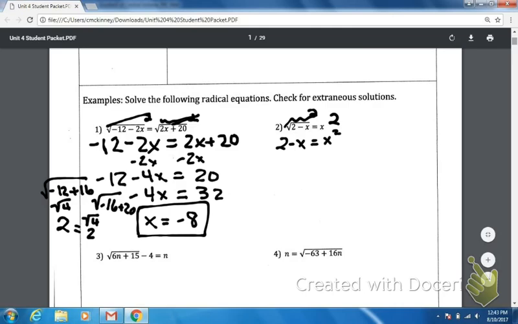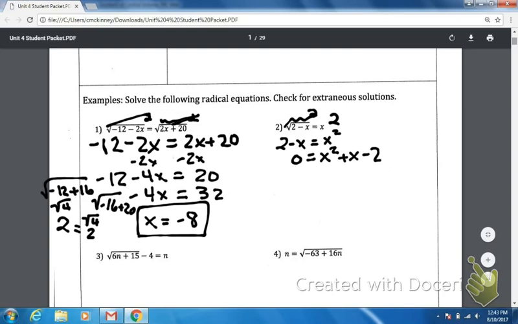So we're going to add the x and subtract the 2 so that I have 0 equals x squared plus x minus 2. Are you guys with me on how I got that? So I just pulled everything to one side so that it's set equal to 0. What do you think I should do next to solve this?